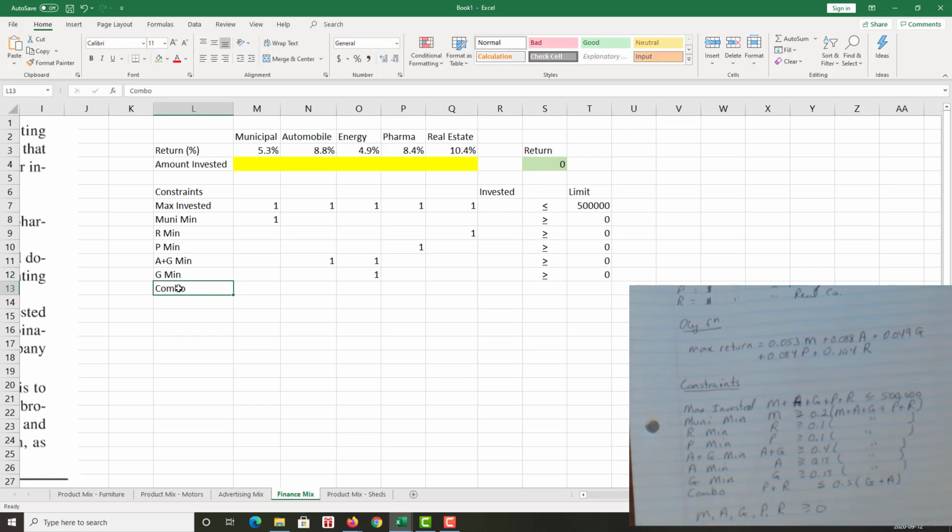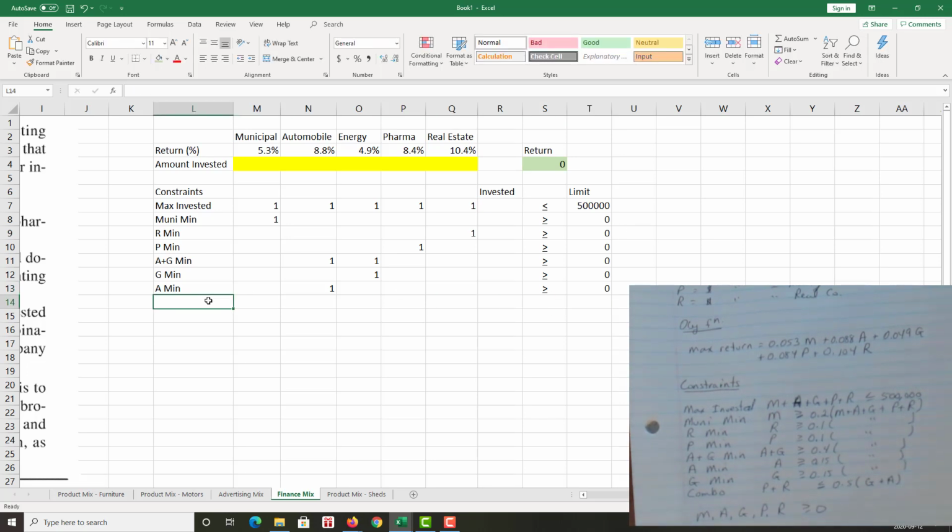Awesome. I forgot my A-min. Oh no. A-min. Under the A1. It's a greater than or equal to. Boom. Equal to 0.15 times how much we invested, which again is in that R7 cell.